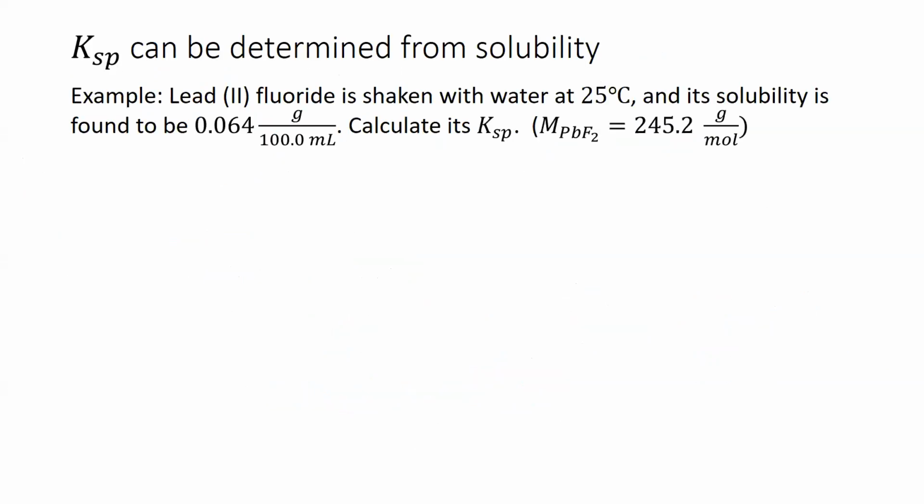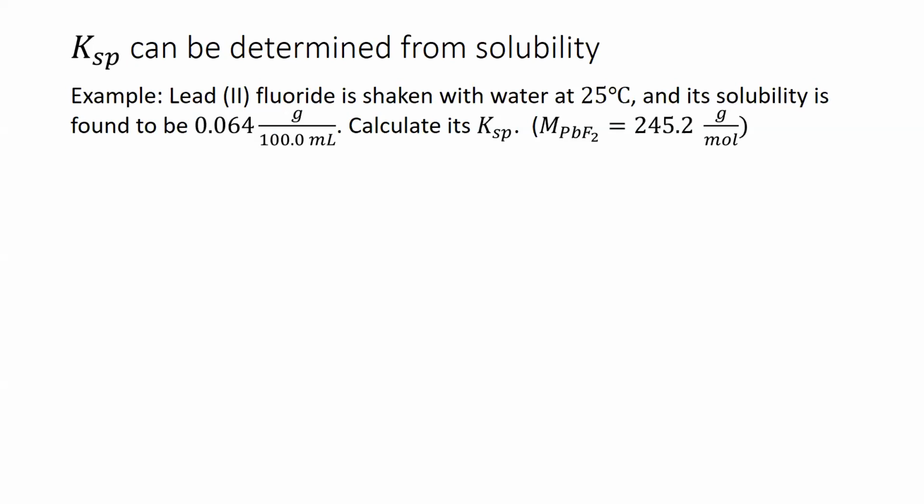All right. So if you know the solubility, you can actually determine KSP. So for our next example, we'll look at lead fluoride. This example says lead fluoride is shaken with water at 25 degrees Celsius, and its solubility is found to be 0.064 grams per 100 milliliters. So we can calculate the KSP.